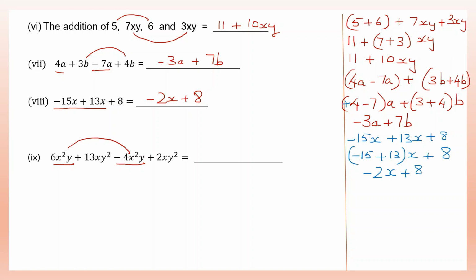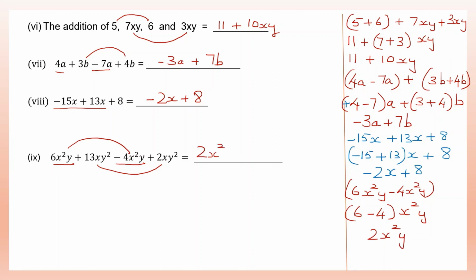Plus 13xy square and plus 2xy square. These are also like terms. Let's group them together. 6x square y minus 4x square y. That's one group. Let's work that out first. 6 minus 4, x square y. 6 minus 4 is 2x square y. So I've got 2x square y. Now let's do the other part.